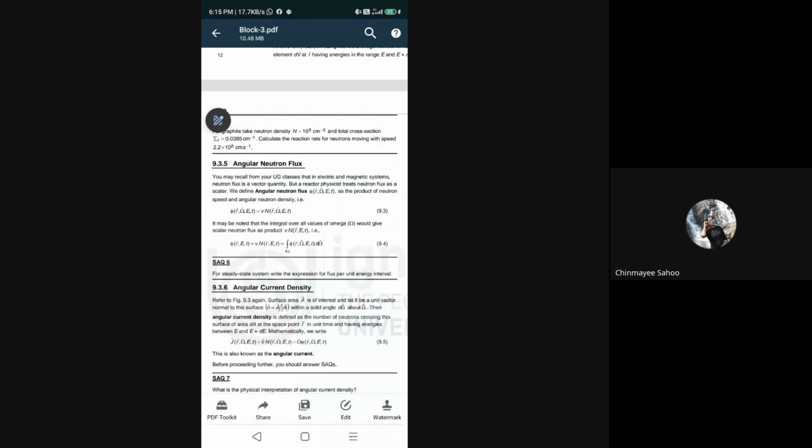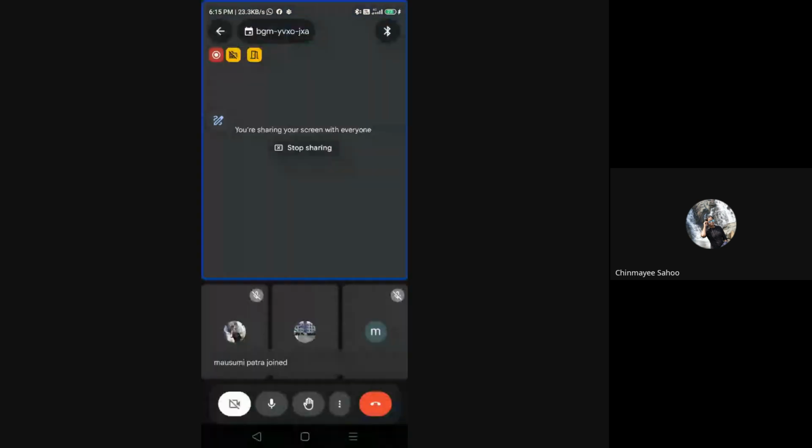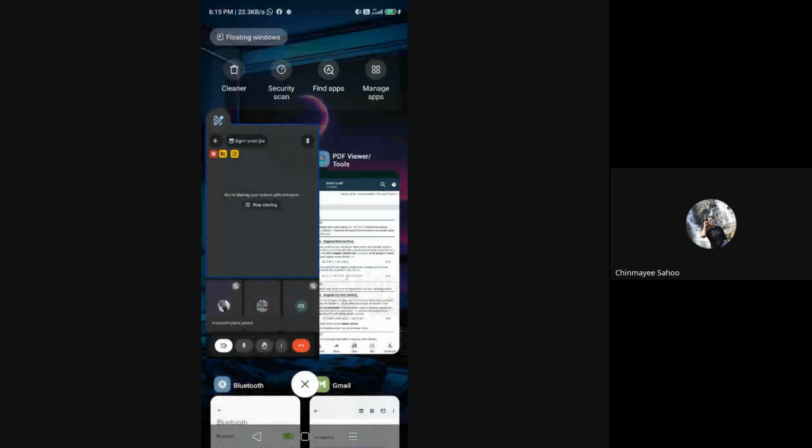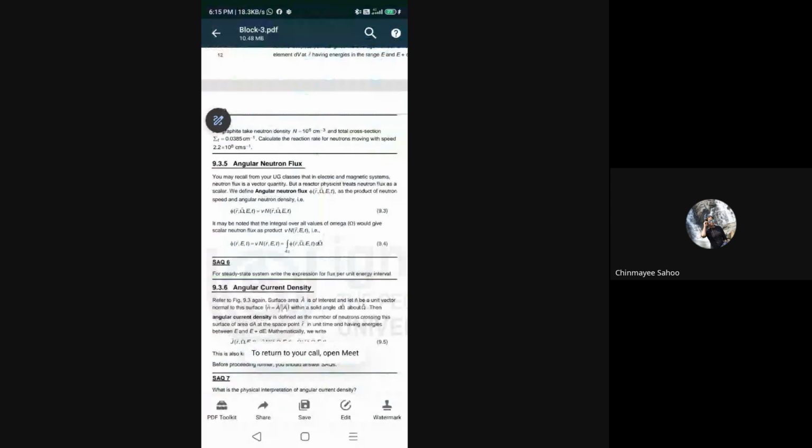And in electric and magnetic systems, the flux is a vector quantity. From a reactor physicist's point of view, neutron flux is a scalar quantity. Electric field and magnetic field are vector quantities, but neutron flux is a scalar quantity.